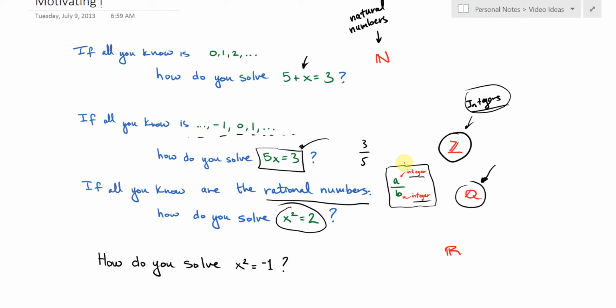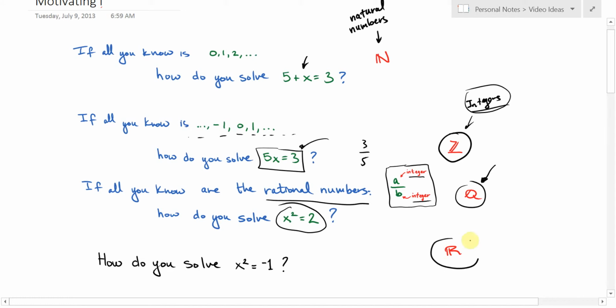So you invent irrational numbers, this broader class of numbers that's called the real numbers. So that's the rationals, and these are the real numbers. They include things like the square root of 2, and they also include extra things like pi and e and all these other irrational numbers, as well as the rationals and so on.